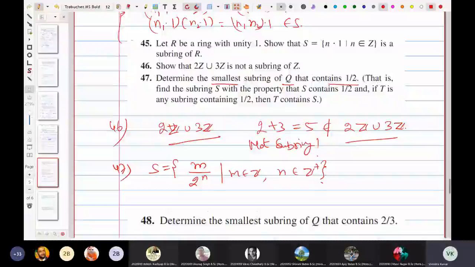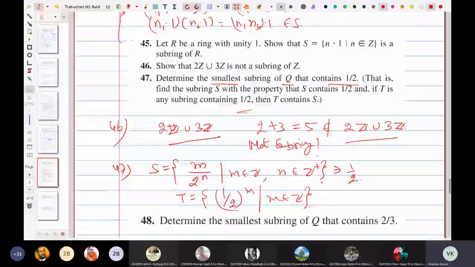This contains 1/2. You can take m equals 1 and n equals 1, so 1/2 will be there. They want this to be a subring with that property, and this will be the smallest. Anything which contains the power of 1/2 should contain this one. So if you take T and it contains all powers like this, where m belongs to the set of integers, this will supersede this set.